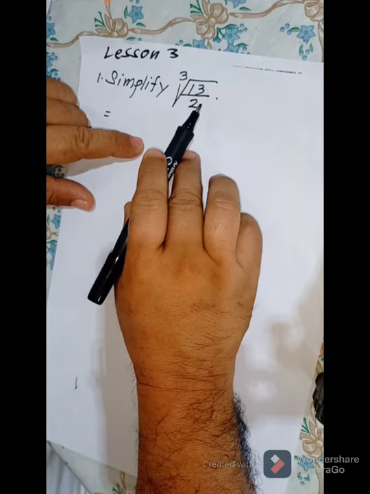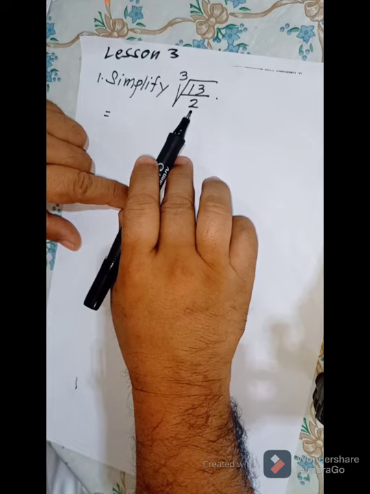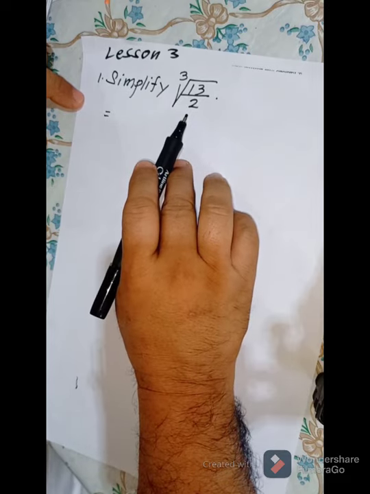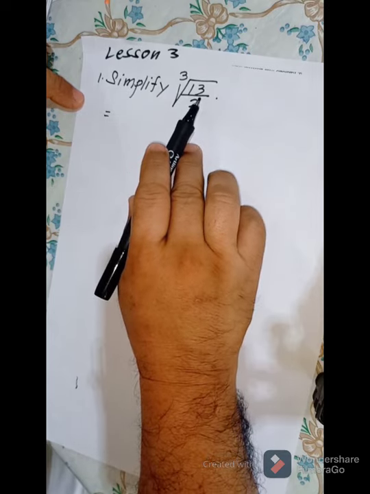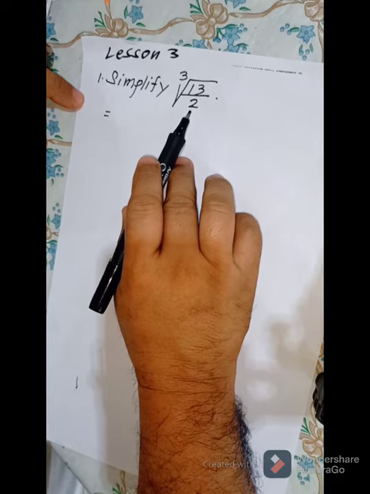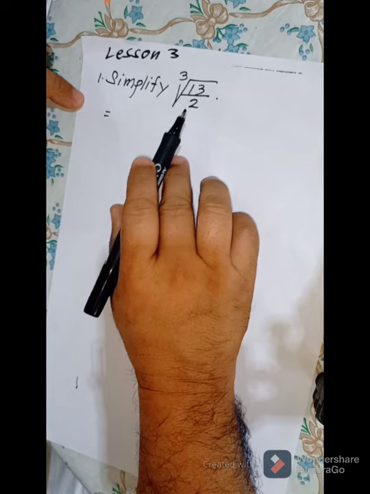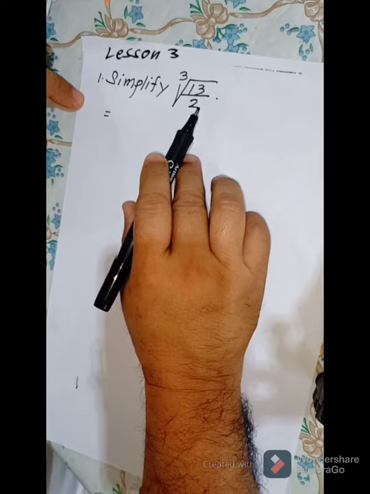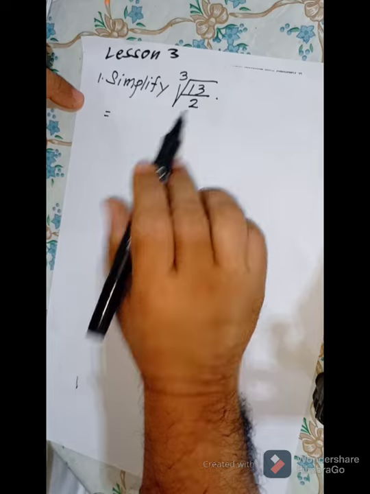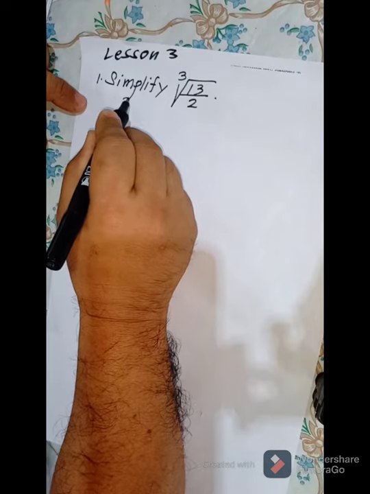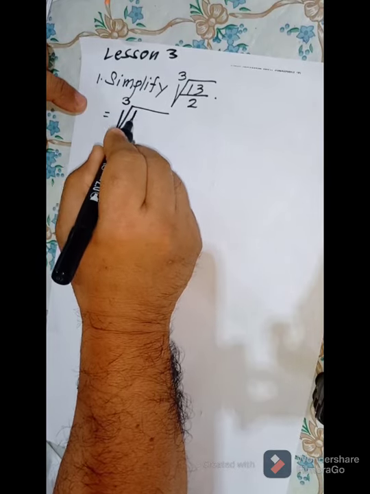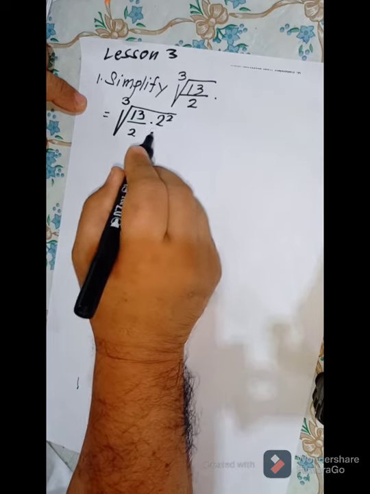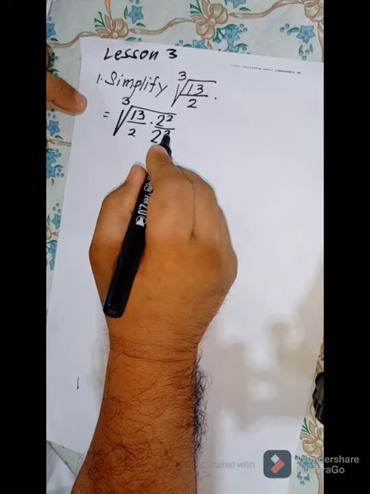So what should we do so that the 2 becomes a perfect third power? Remember, 2 is understood to have an exponent of 1. To make 2 to the first power a perfect third power, or 2 cubed, we multiply both the numerator and the denominator by 2 squared. So we proceed as follows. The cube root of 13 over 2 times 2 squared over 2 squared.